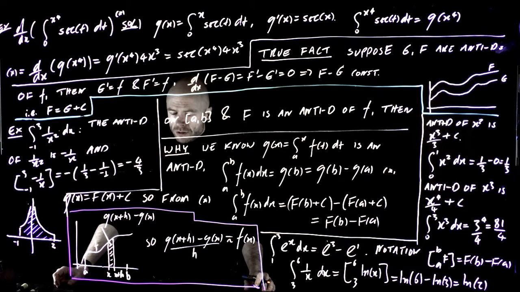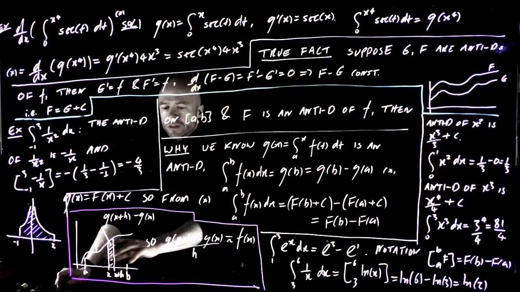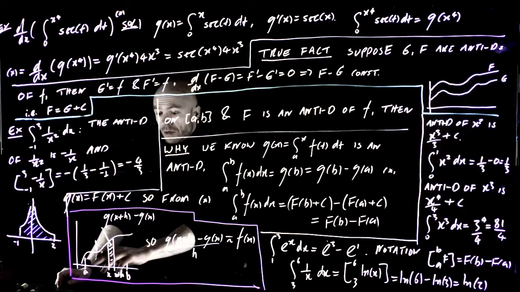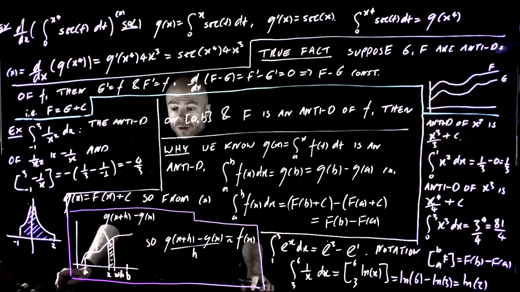So we can only do stuff like this if this thing is actually continuous at every point from A to B. Without that fact, then this just isn't true. It's just not a true fact, right?